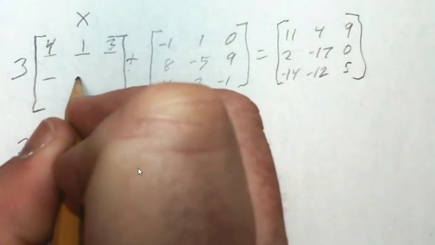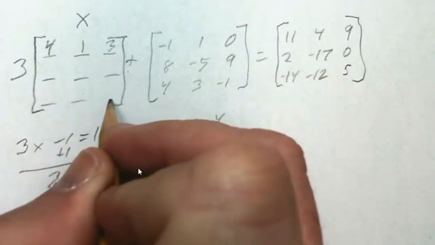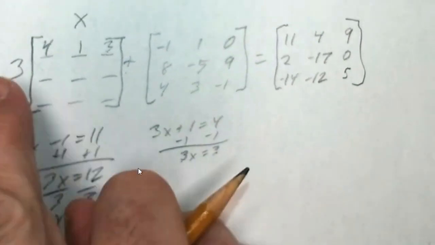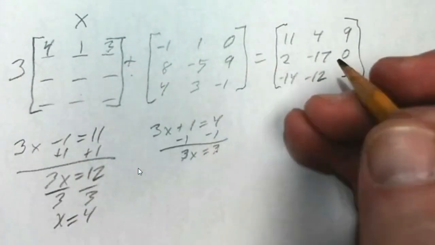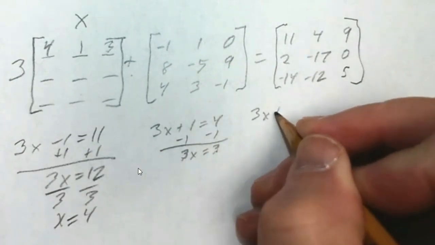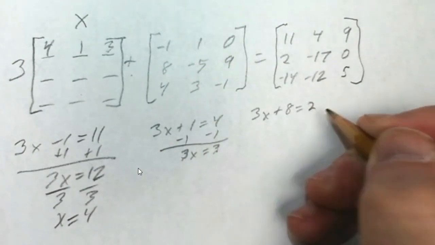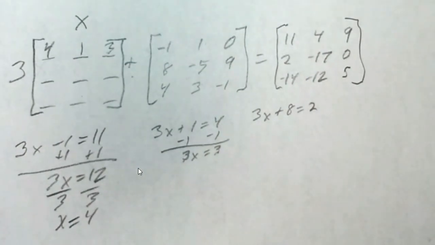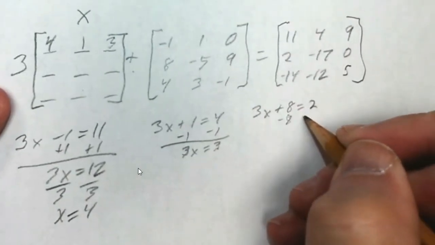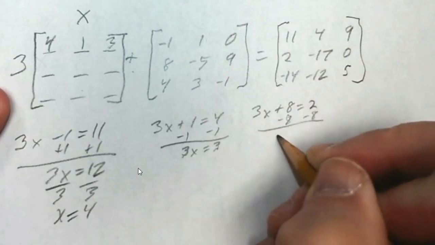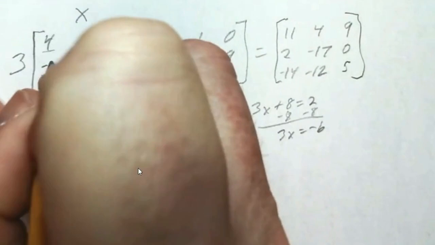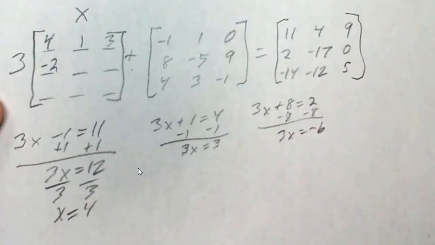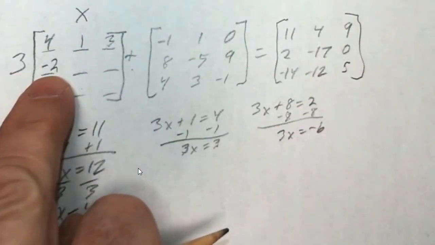Second row and third row. We got to come up with all those. 3 times something plus 8 equals 2. All right. Solve for x, minus 8. 3x equals negative 6. So this must equal negative 2. Negative 6 plus 8 is 2.